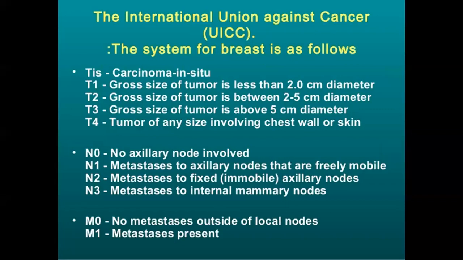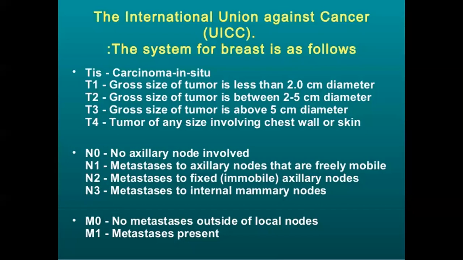Tis is carcinoma in situ. T1 is a gross tumor size of less than 2.0 cm in diameter. T2 is a gross tumor size between 2 and 5 cm in diameter. T3 is a gross tumor size above 5 cm in diameter. T4 is a tumor of any size involving the chest wall or the skin.